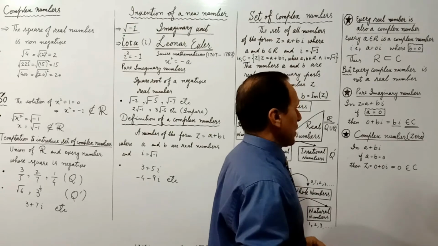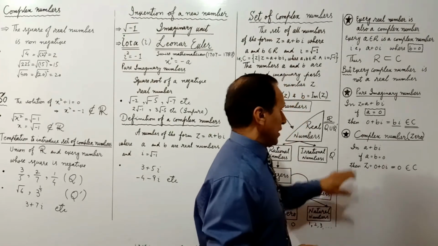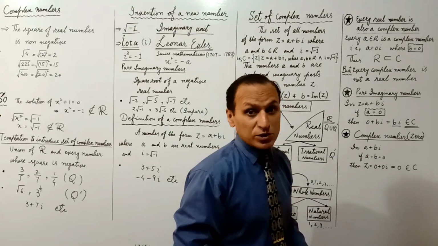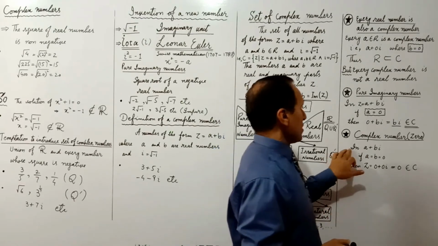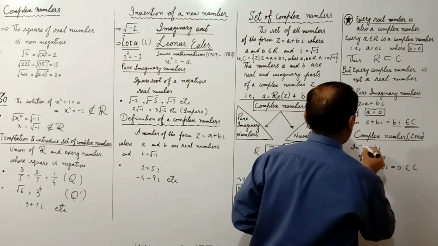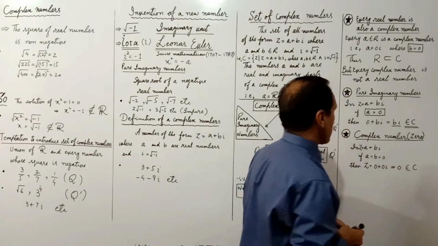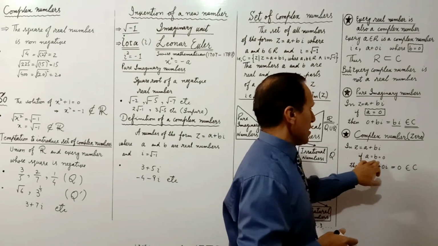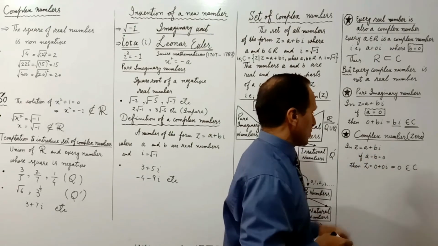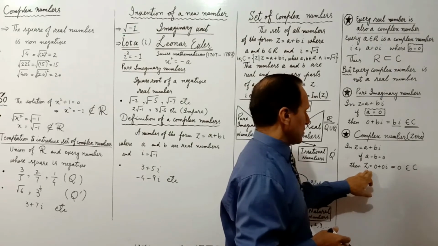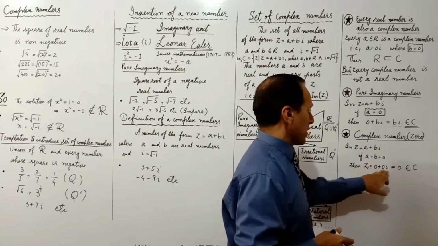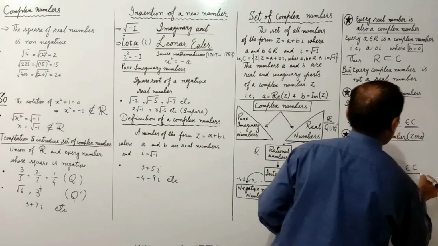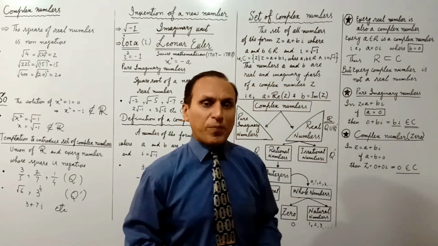The third point which we have to surely keep in mind is that 0 is also a complex number. In a complex number z equal to a plus b iota, if a and b both are zeros, then that complex number z will be equal to 0 plus 0 iota, which is equal to 0, and belongs to the complex numbers. Hence we come to know that 0 is a complex number.